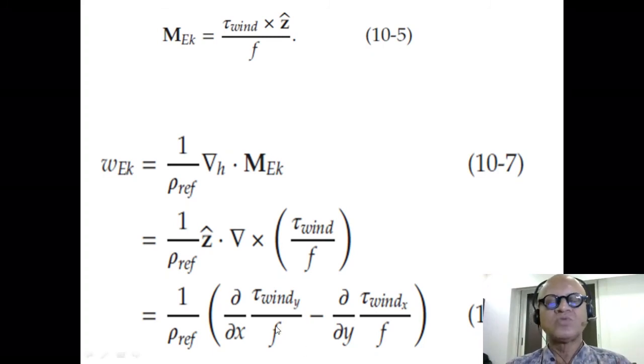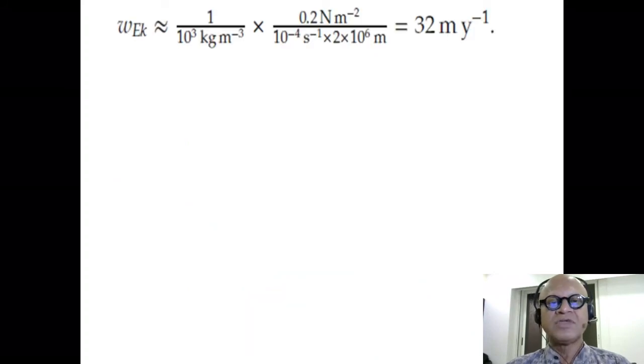Okay, so tau wind y is varying in the y direction, and tau wind x is varying in the x direction, so F will be varying differently for x versus y, and we have already said many times that in general meridional winds are much weaker than zonal winds. Not always true, but in general.